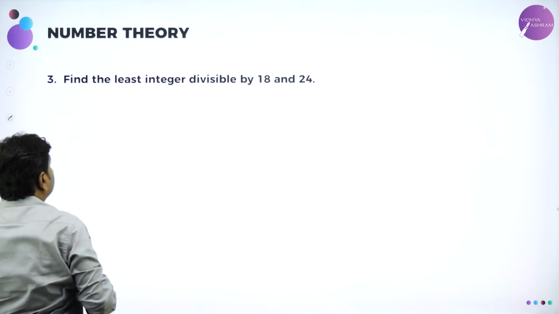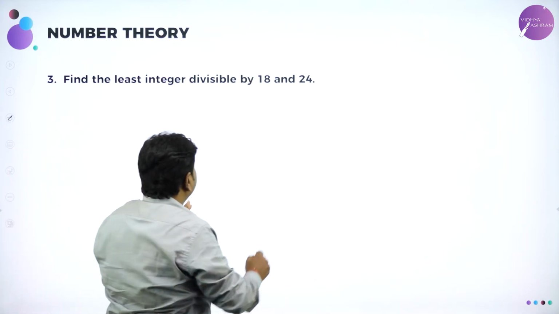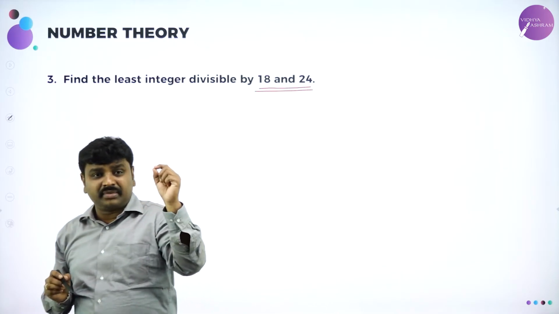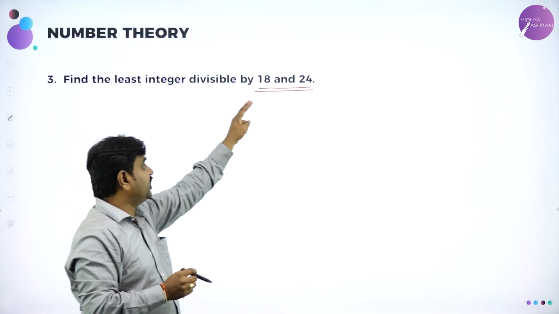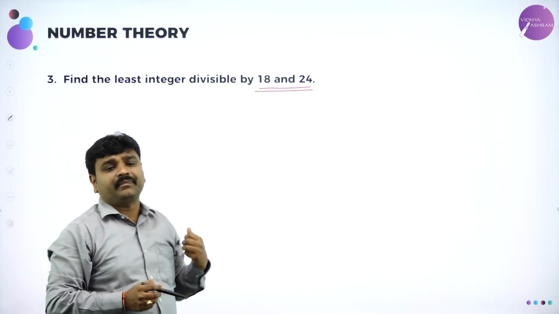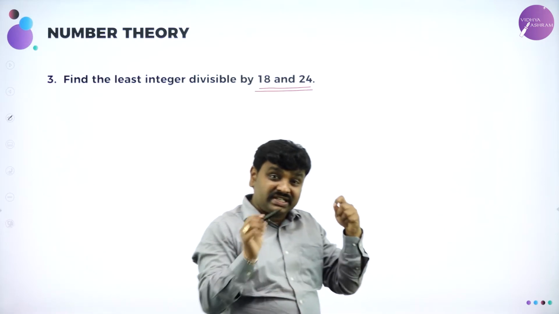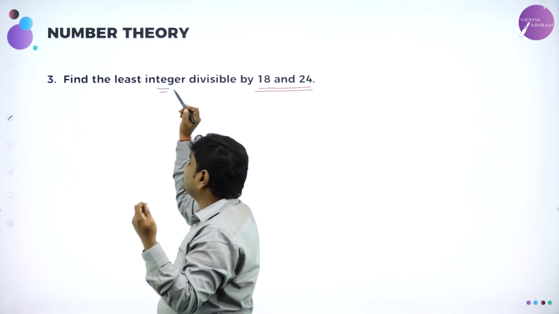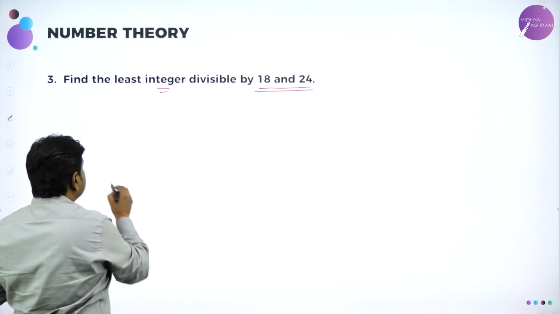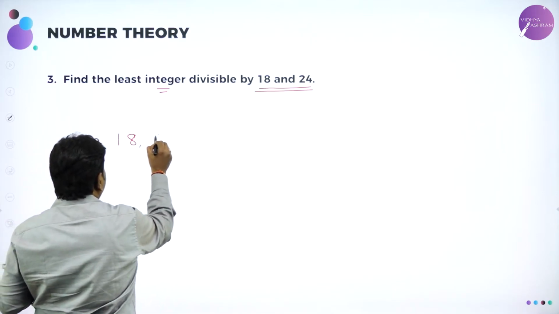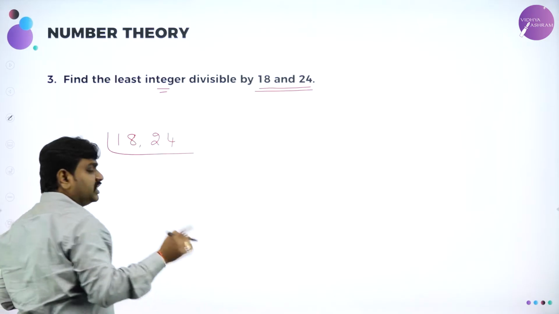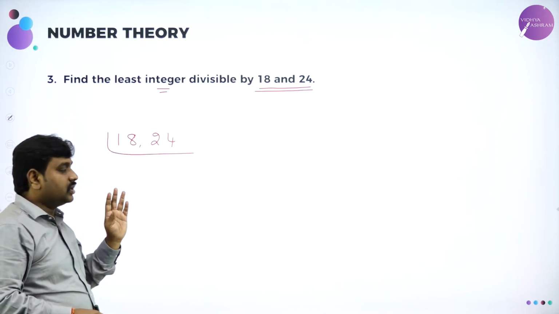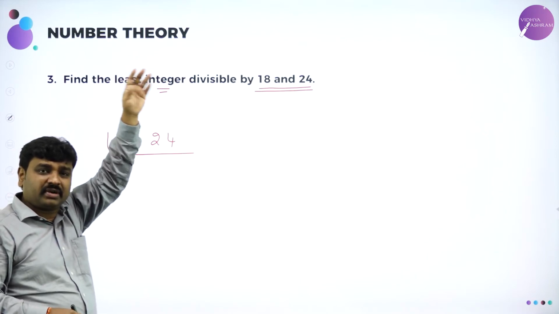This is the division method of finding LCM. Next, find the least integer divisible by 18 and 24. Find the least integer, means the least number which is an integer divisible by 18 and 24, means they are indirectly asking you LCM. What is LCM? Least number that is divisible by given numbers. So they also asked the least number which is divisible by these 2, they are mentioning least integer, that's it. So now find LCM of 18 and 24, that will be the least number. The least number divisible by given numbers is called LCM. Indirectly they are asking you LCM. If you know the definition, the least integer that is divisible by given numbers is called LCM.